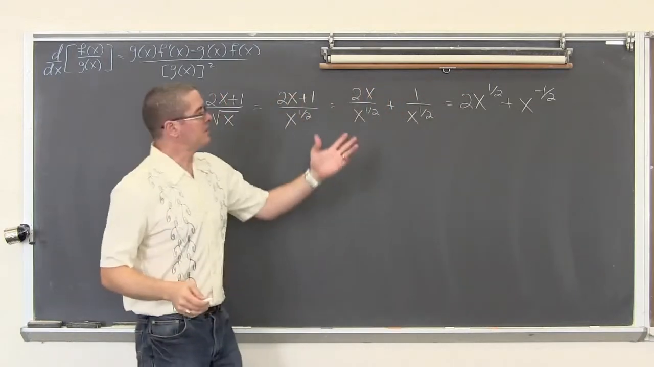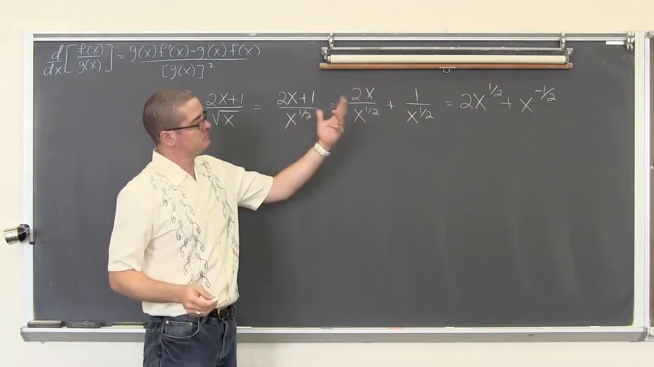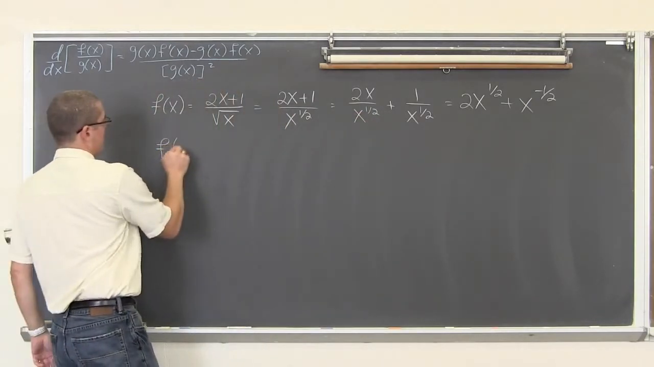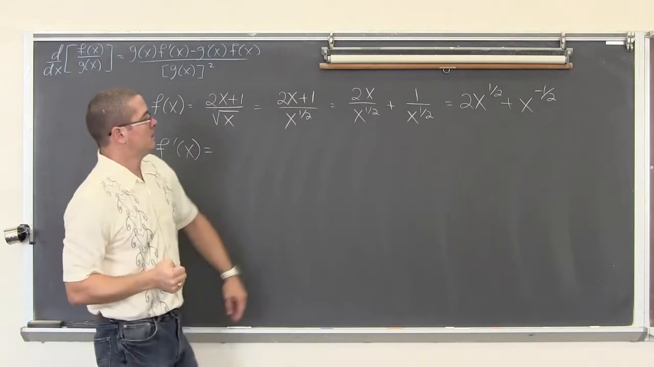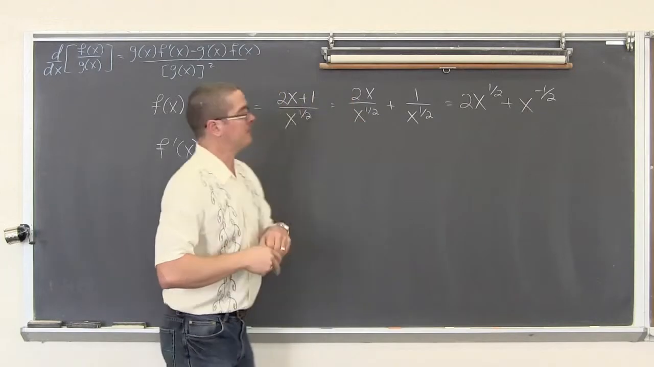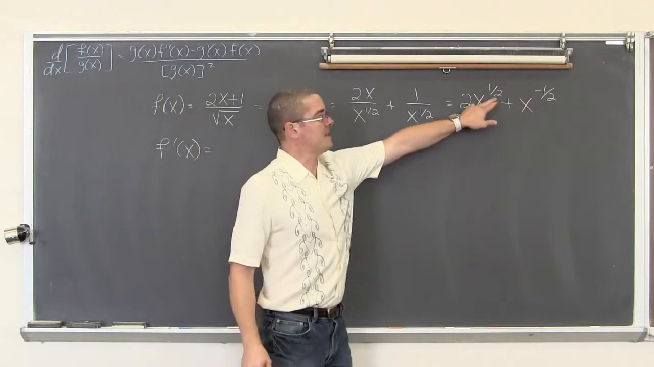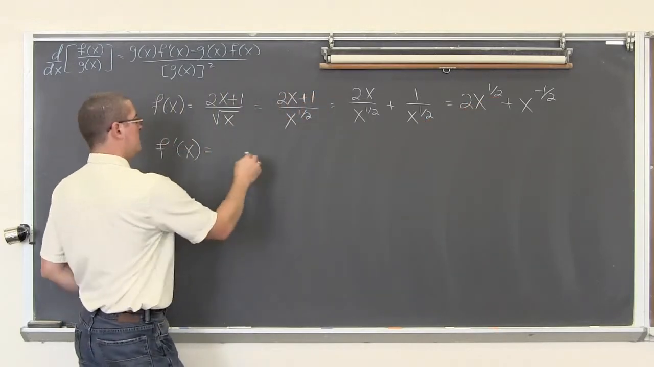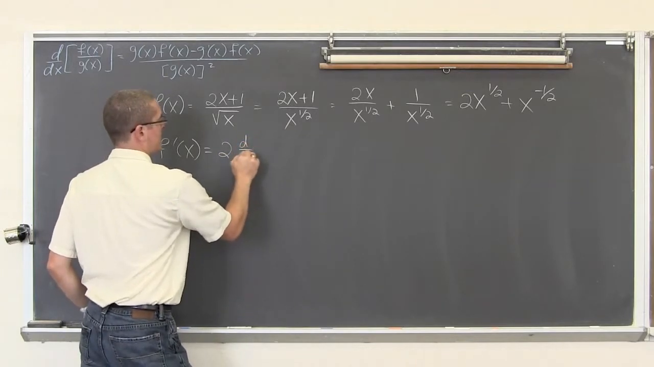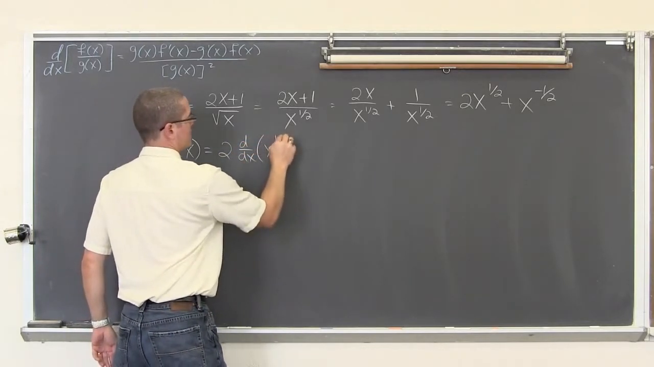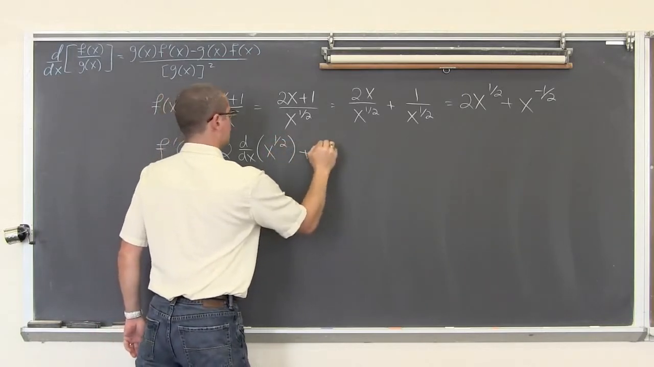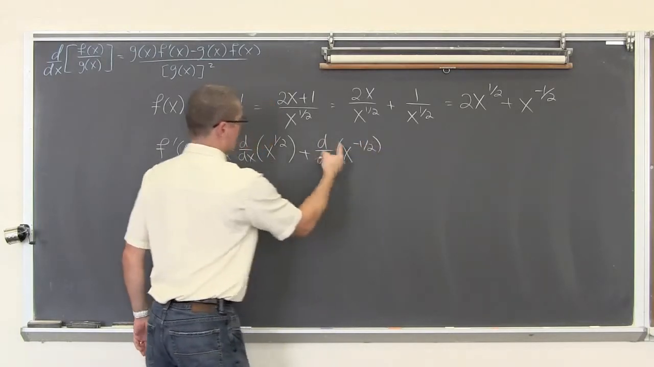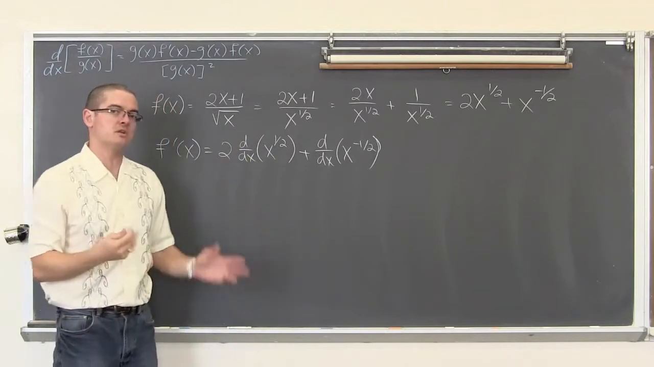Okay, well now I've got a nice non-quotient, so I can use the basic differentiation rules. So f prime of x is equal to, I'm going to take the derivative of each of these terms separately and add them together. Let me show the work. We are just learning this, right? So we're going to do the 2 times the derivative with respect to x of x to the 1/2 power plus the derivative with respect to x of x to the negative 1/2 power. And I've pulled that constant out of the derivative using the constant rule.